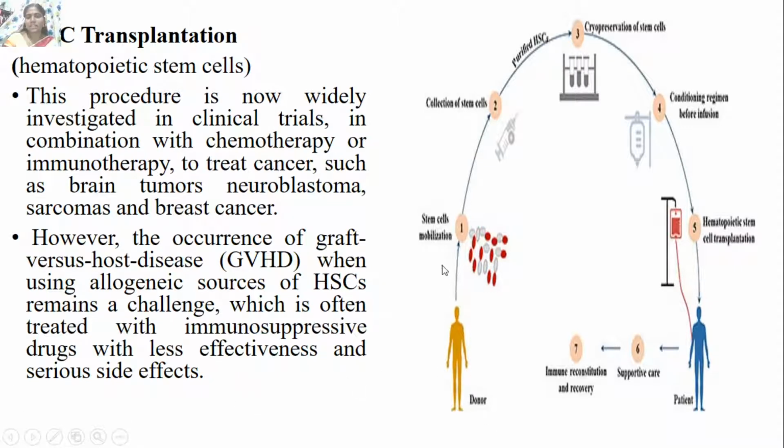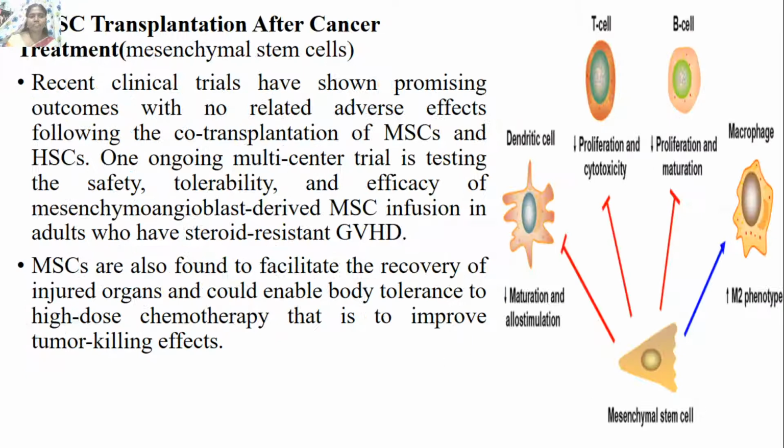So here is the donor where the hemopoietic stem cells are obtained, and they are grown in vitro, preserved, and conditioned before the infusion to the patient. Hemopoietic stem cell transplantation is done with supportive care, and they are monitored for the immune reconstitution and recovery. This is the second available treatment for cancer patients, that is hemopoietic stem cell transplantation.